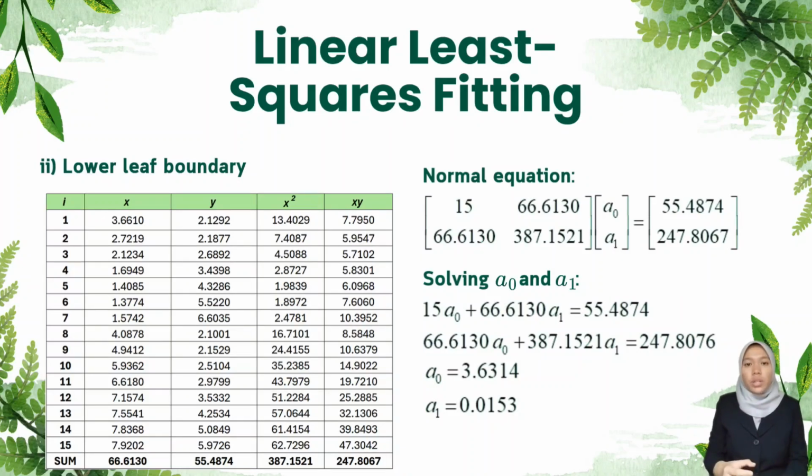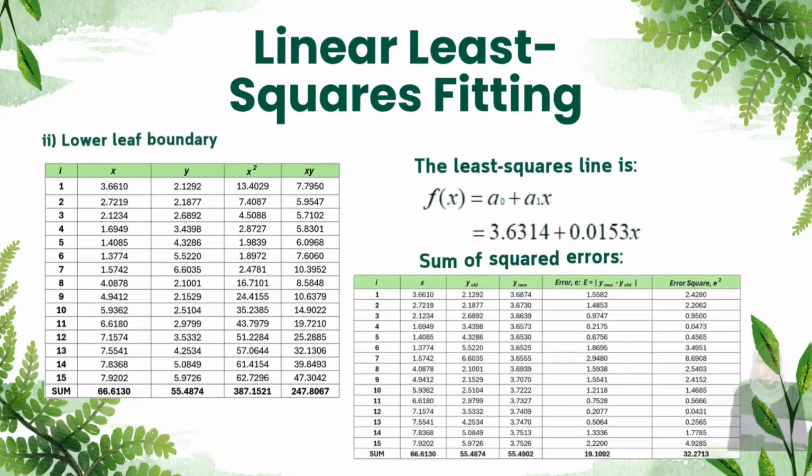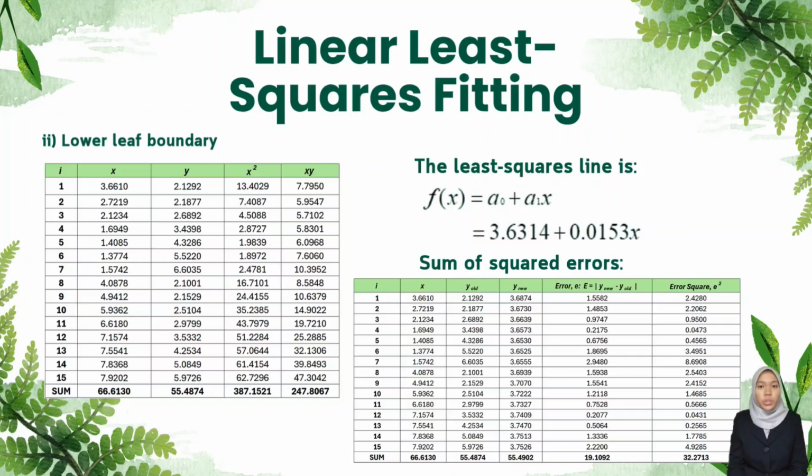Next, we apply the exact same matrix step to solve the constants for our lower leaf boundary dataset. And we get a0 is 3.6314 and a1 is 0.0153. This produces a lower line equation of f(x) equals 3.6314 plus 0.0153x. From the sum of square error calculated, we have a total error sum of 32.2713.